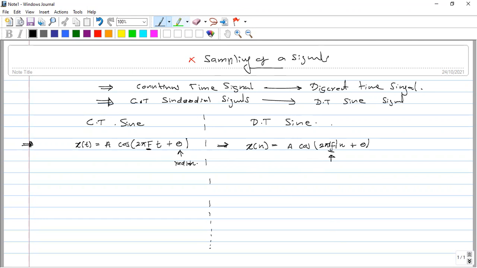And this n is an integer value that lies between minus infinity and plus infinity. That means -1, 0, 1, 2, and so on up to plus infinity. So n is an integer value, plus or minus.